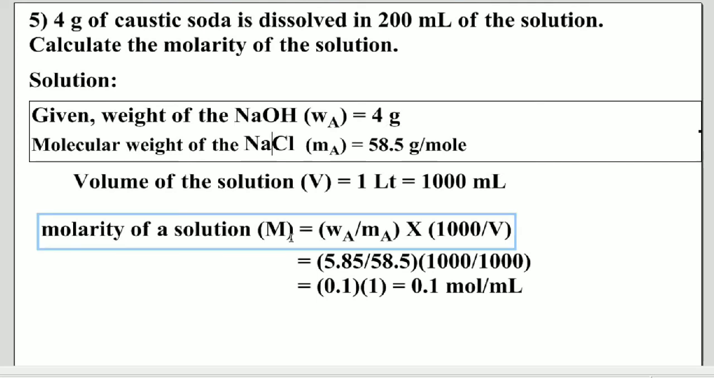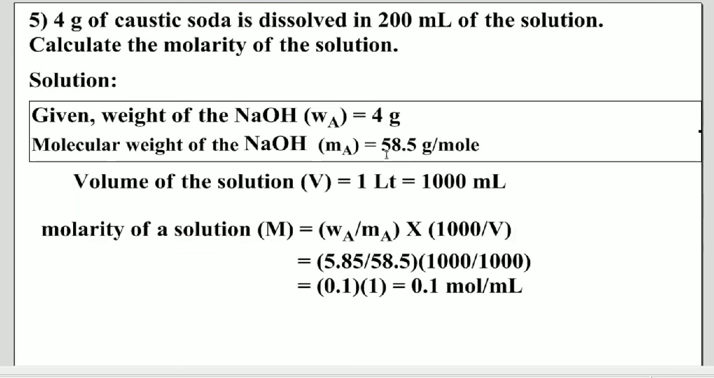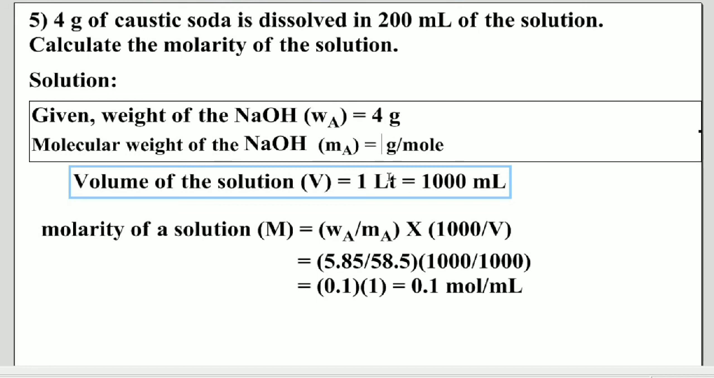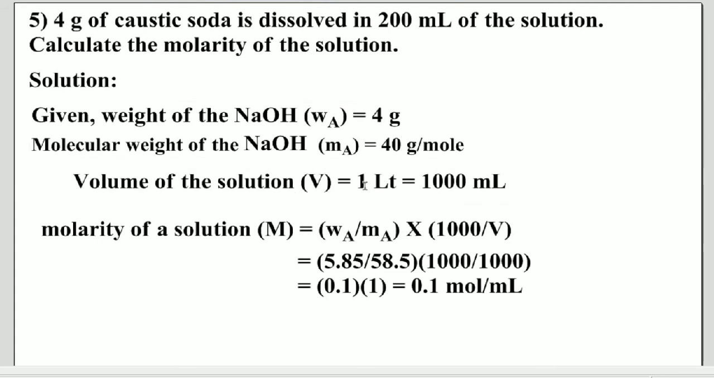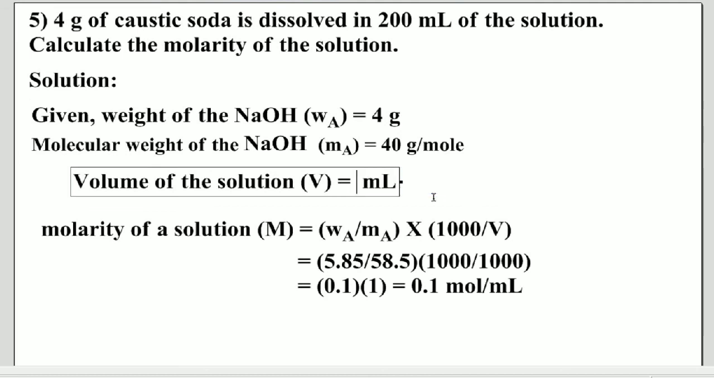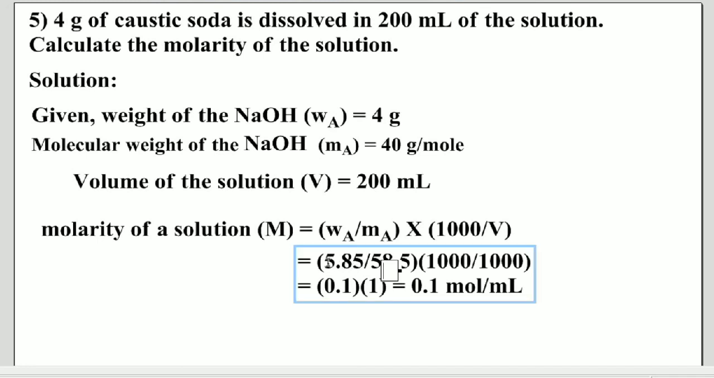And the molecular weight of sodium hydroxide, we know very well, is 40. In the first problem we already solved this one. 23 plus 16 plus 1 equals 40 grams per mole, the molecular weight of sodium hydroxide. And the given volume of the solution is 200 ml.